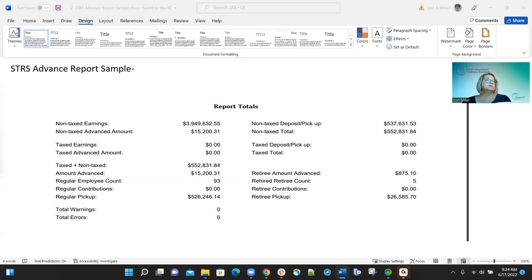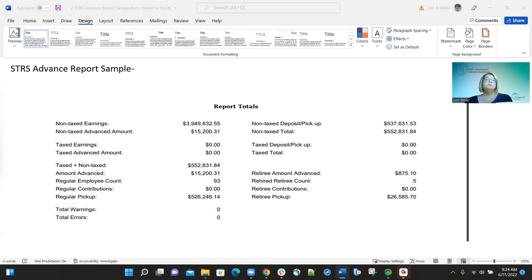All right, let's go back over here. And now I'm going to go over just a few options you can use when the district is balancing their advance report, and different things that they can do.